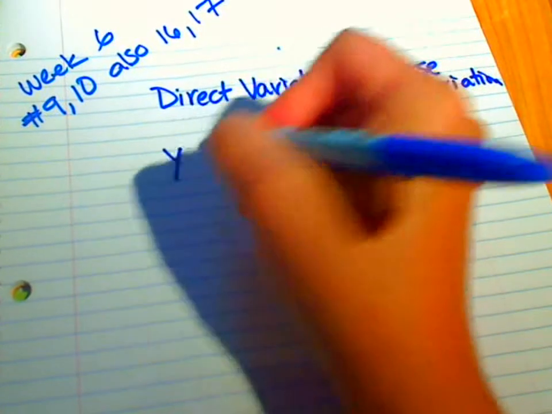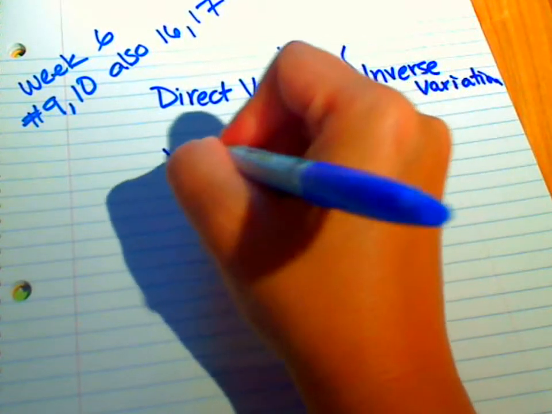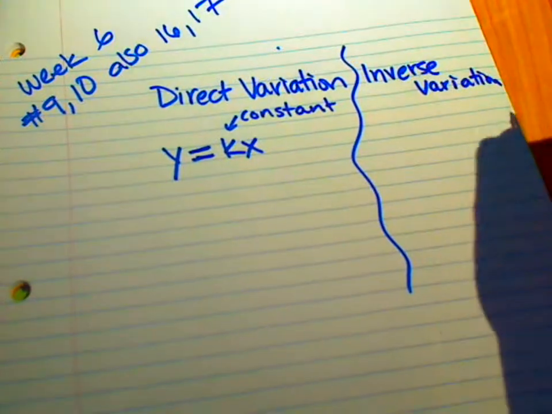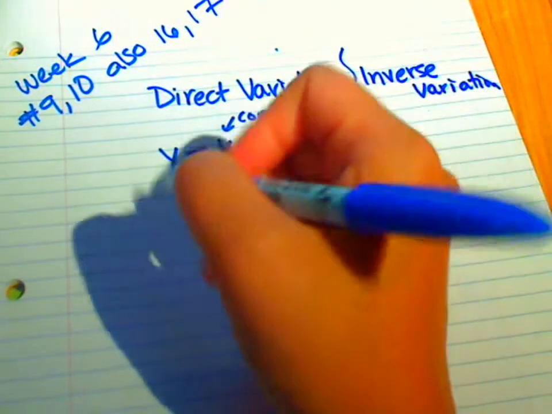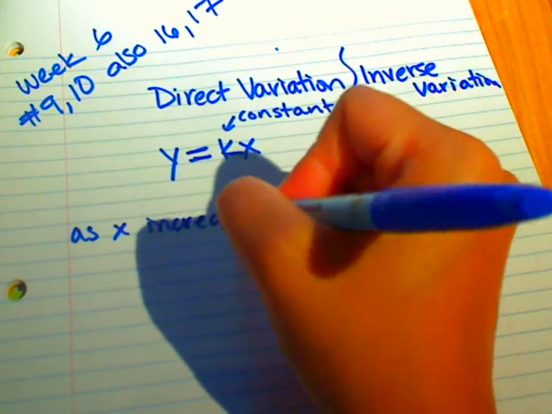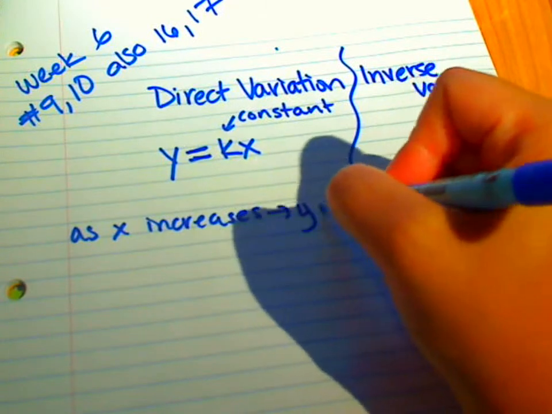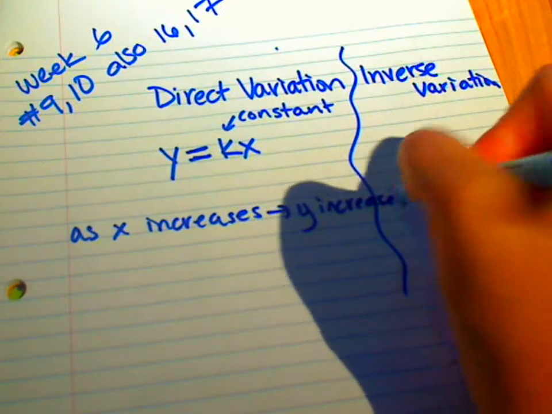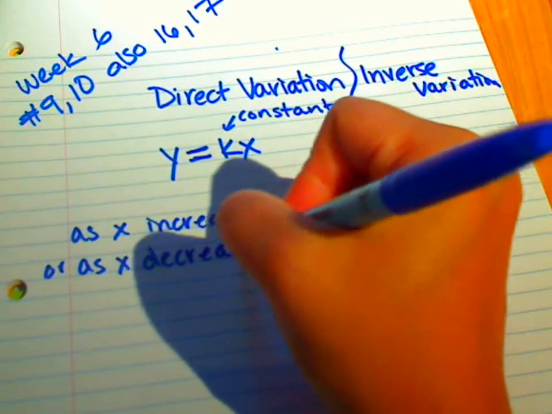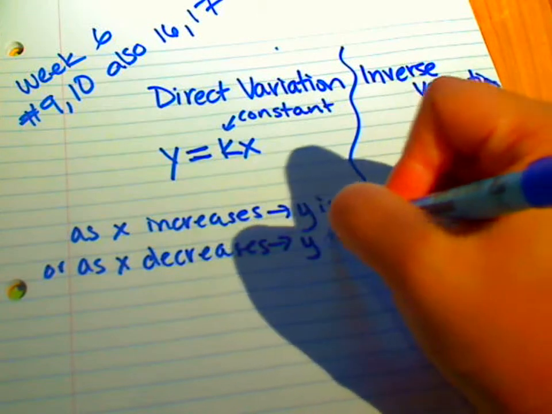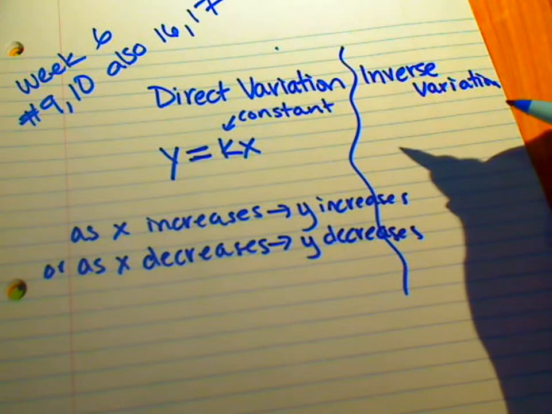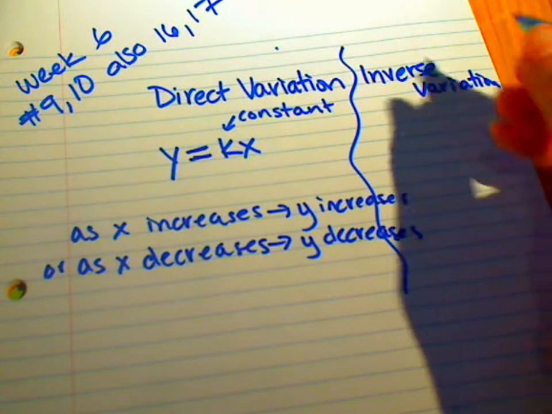Okay, direct variation is set up like this. Y equals kx. This k is a constant, the same number over and over from the problem, but you have to figure out what it is for the problem. Direct variation means as x increases, then y increases. Or as x decreases, then y also decreases. So they have the same effect on each other. One goes up, the other goes up. One goes down, the other goes down.